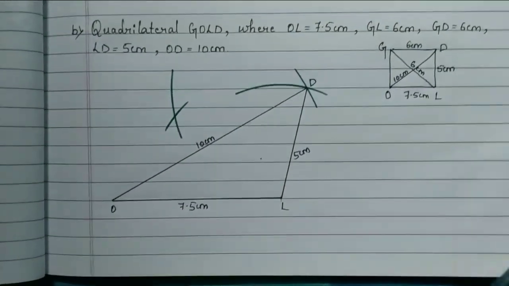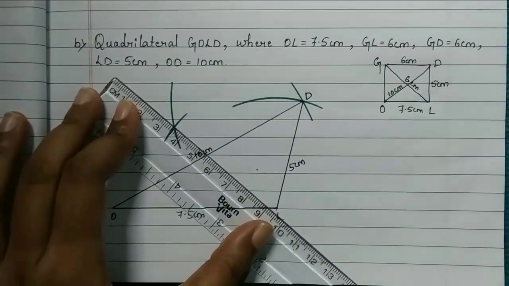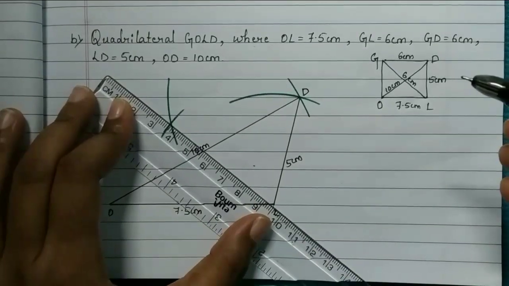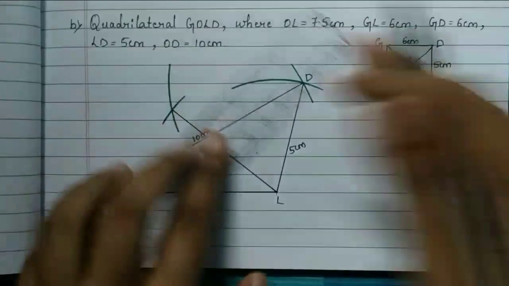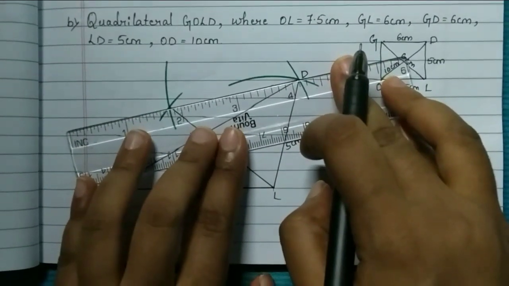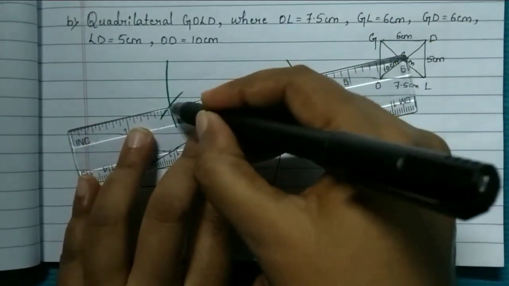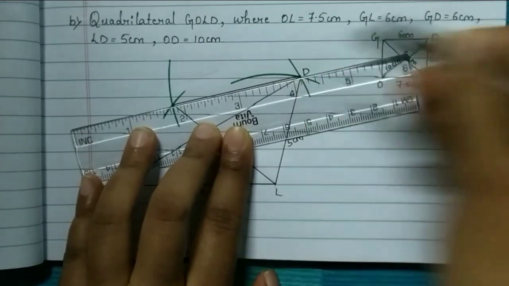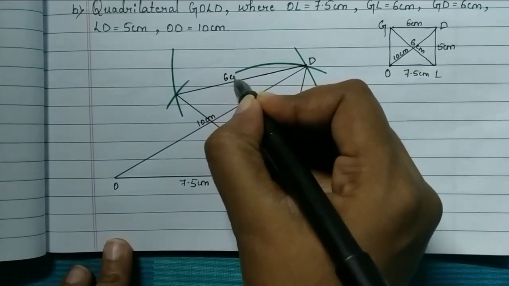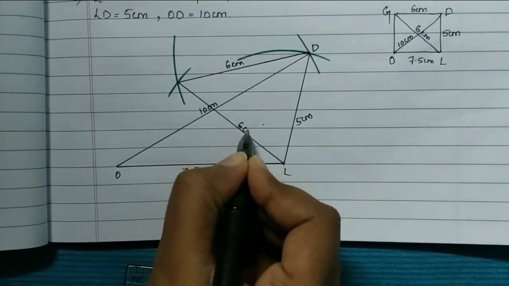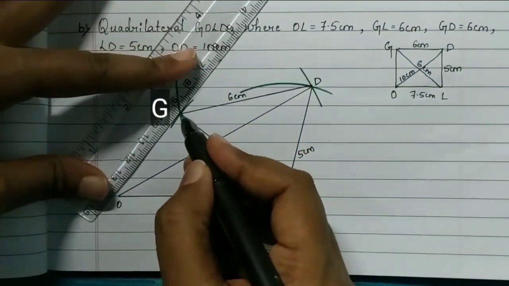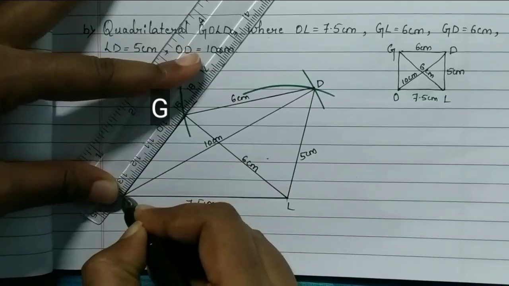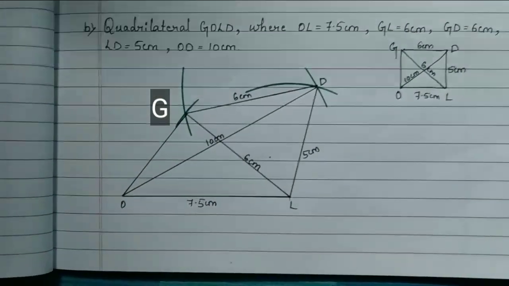Okay, next again we got 2 points, that is one from here, one from here, as well as one from here. So this is 6 centimeter as well as this is 6 centimeter. To complete this quadrilateral, we have to join these points. That's all. This is the quadrilateral.